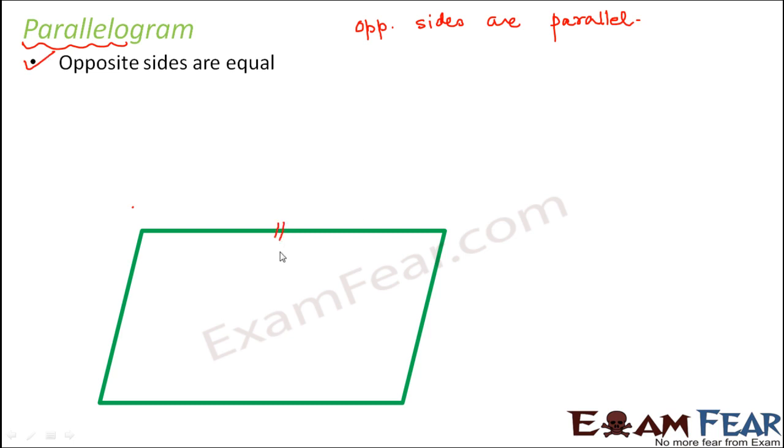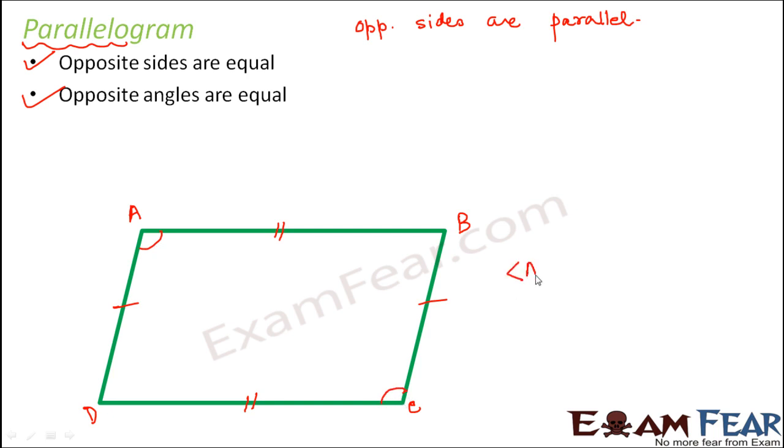That means this side is equal to this side. Opposite angles are also equal. So let's name the parallelogram. Let's say ABCD is a parallelogram. Which would be the opposite angle of A? Angle C would be opposite of A. That means angle A is equal to angle C. Similarly, angle B is equal to angle D. So that is what we mean when we say opposite angles are equal.